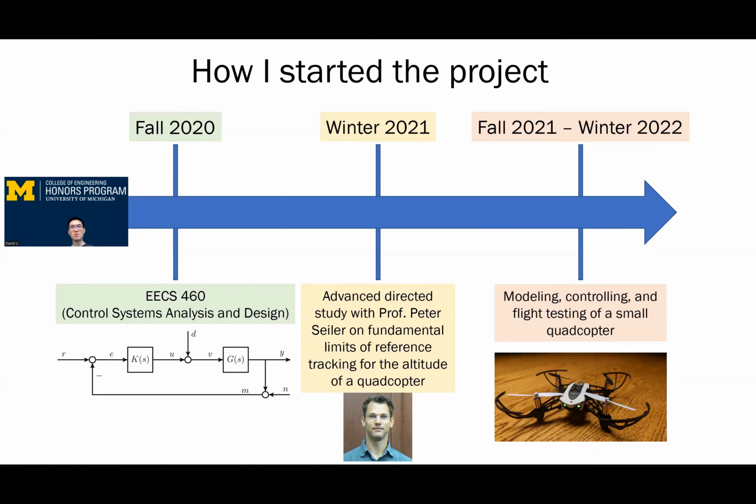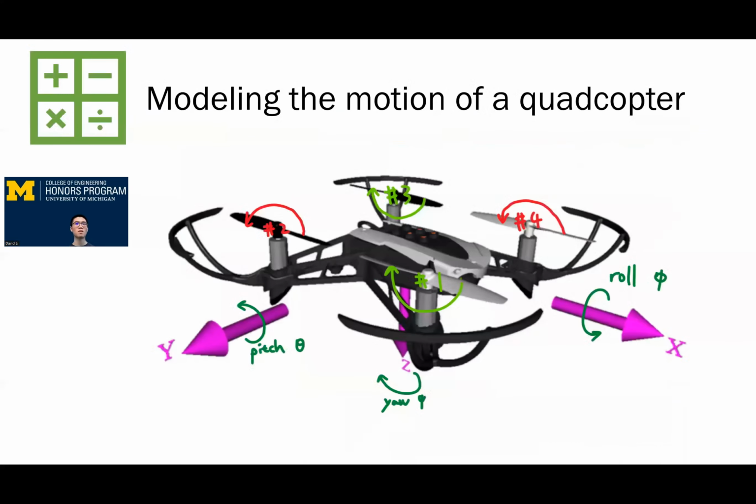And in this study, I incorporated EECS 460 concepts and explored the limits of tracking the altitude of a quadcopter, which eventually led to my capstone proposal of modeling, controlling, and flight testing of a quadcopter. So the first part of this project is to understand and model the physical dynamics of a quadcopter.